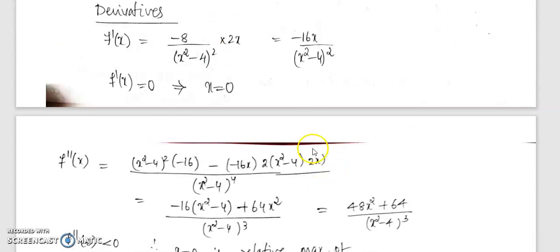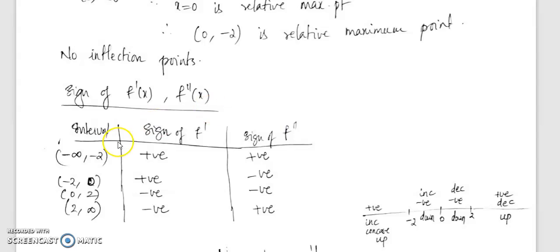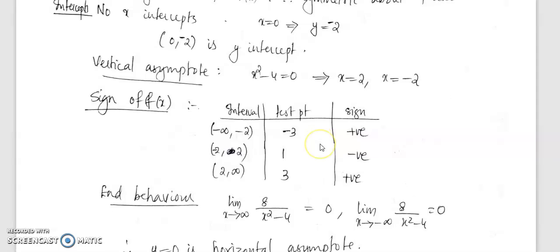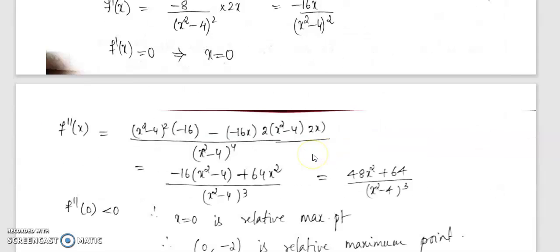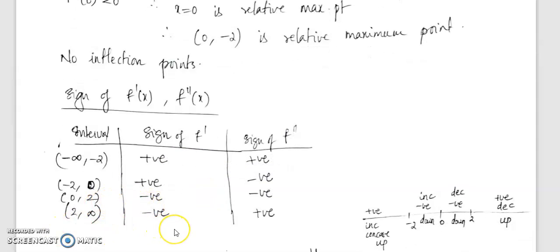Now if you look at f dash, the denominator is always positive, so the sign depends on the numerator. When we take the interval -infinity to -2, the sign will be positive. Similarly, taking -2 to 0, it will again be positive. We only need to look at the sign of -16x. So from 0 to 2 it will be negative, and 2 to infinity it will be negative.